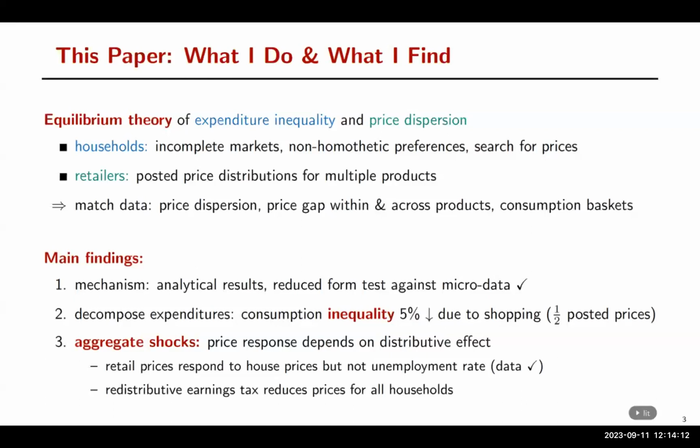Similar things hold when you want to think about the government redistributing income through a tax change. Again, you'll have to think very carefully how this changes the composition of demand, because that affects the price elasticity and that affects the optimal prices that retailers want to post.